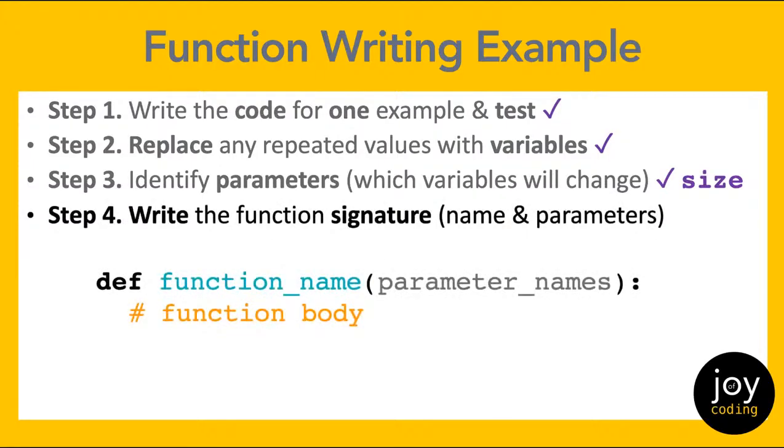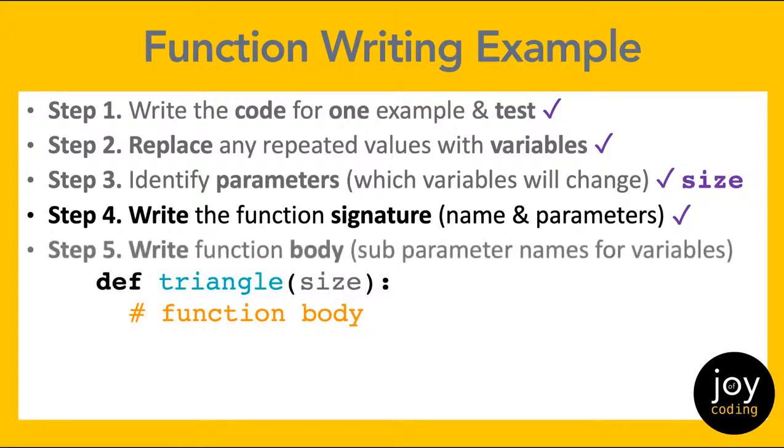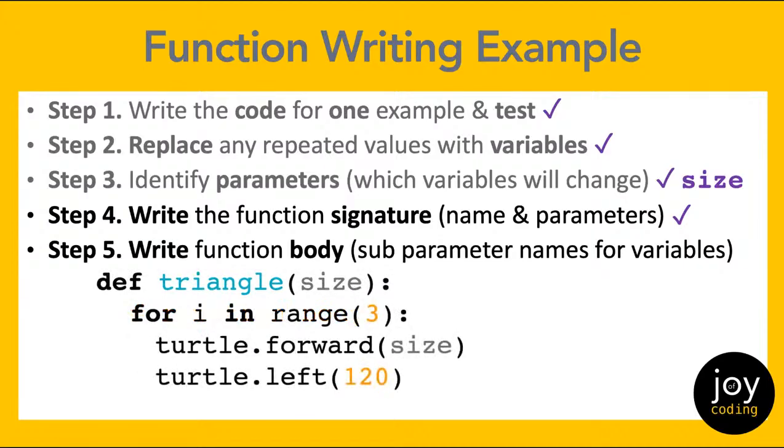So in step 4, we're going to write the function signature, which is our name and parameters. So in this case, we are going to use the name triangle because that describes what we're creating. And the size variable that we identified in the previous step will become our parameter. Next, we need to write the function's body, and if needed, substitute parameter names for variables. Because our code was already written with size as a variable, we won't need to do that here. We can literally copy and paste in. This is one instance where copying and pasting is okay. Our code from before into our function and have it work properly.